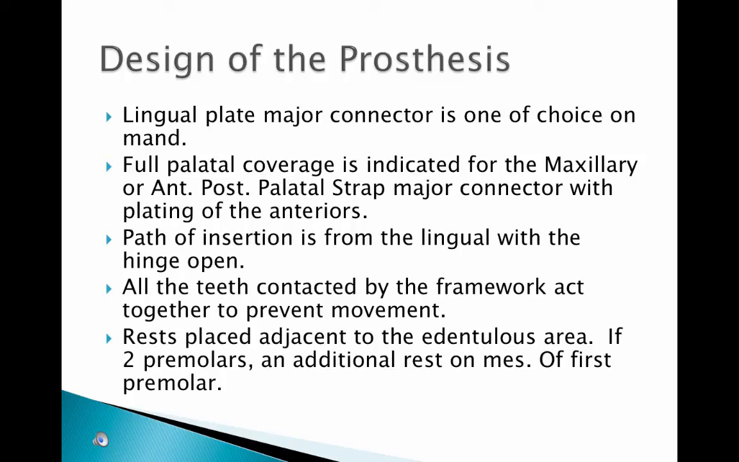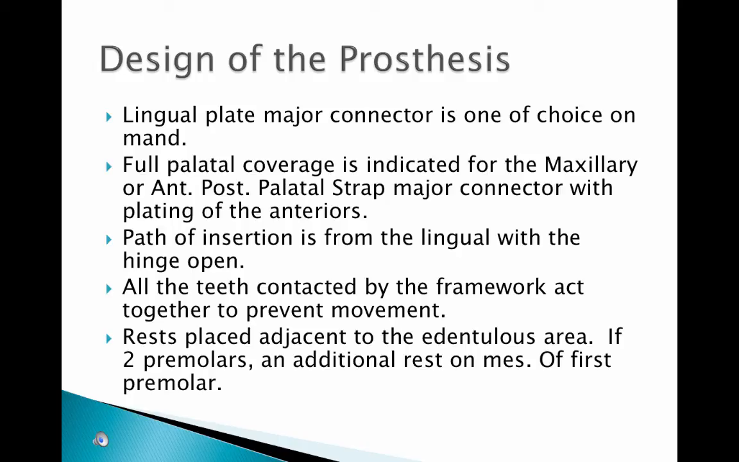The lingual plate major connector is the major connector of choice when you have a mandibular swing lock removable partial denture. Other design factors now include if you have a maxillary swing lock, then full palatal coverage is indicated for the maxillary partial denture, or at the very least an anterior posterior palatal strap major connector with the addition of plating on the anteriors. The path of insertion for the swing lock is from the lingual with the hinge in an open position.